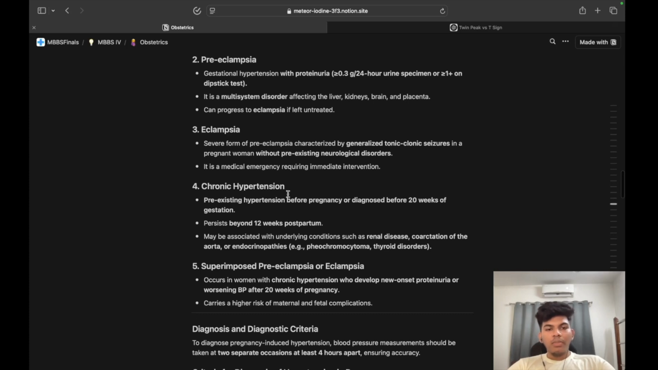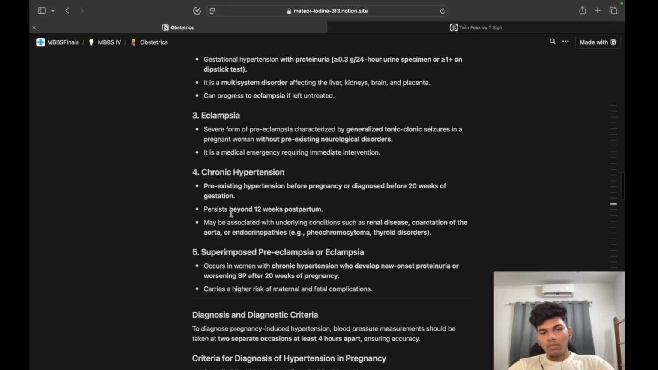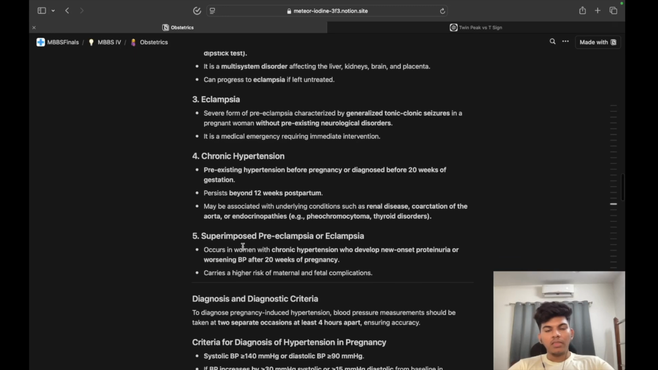Then coming to chronic hypertension. Pre-existing hypertension before pregnancy or diagnosed before 20 weeks of gestation, persisting beyond 12 weeks postpartum. So, even 3 months postpartum, 3 months, right? Yes, 3 months. May be associated with underlying conditions such as renal disease, coarctation of aorta, endocrinopathies. Yeah, so this is a section in medicine where we have gone in depth into the hypertension topic.